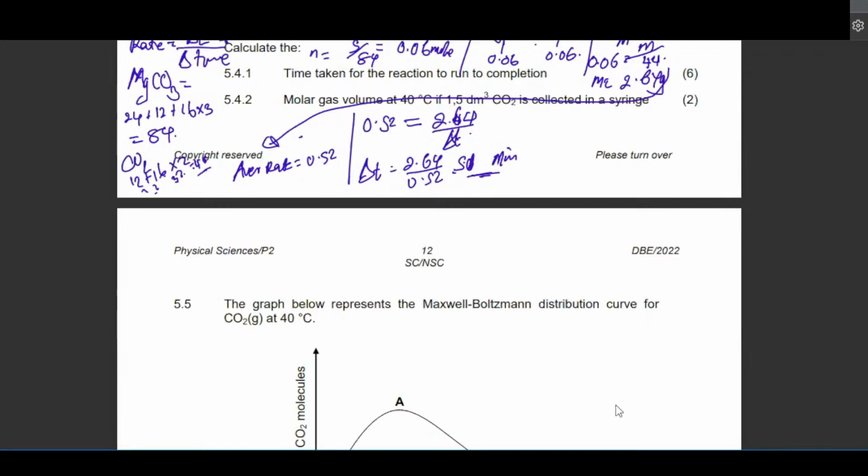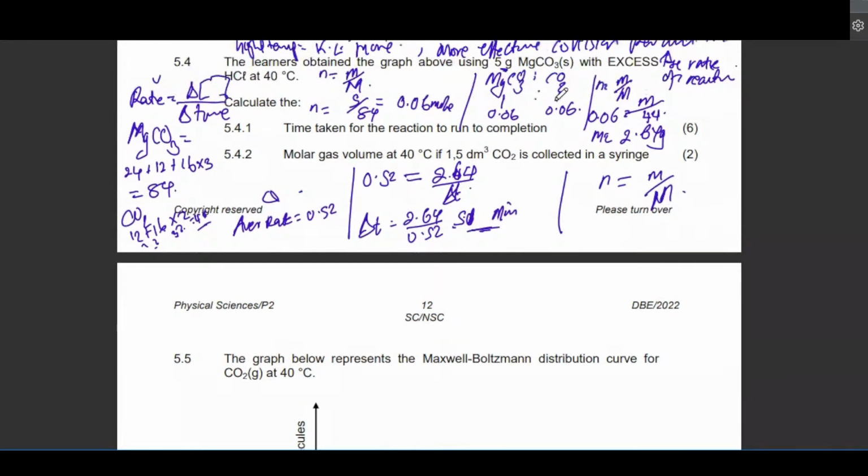So now they're saying the molar volume of this compound carbon dioxide at 40. So what is the molar volume of carbon dioxide at 40 degrees C if the volume is 1.5? So don't forget that the molar mass still is going to be the same. Number of moles is equal to mass over molar mass. I have the number of moles here. We calculated them here. So it's going to be 0.06 is equal to the mass. They are looking for the molar mass.